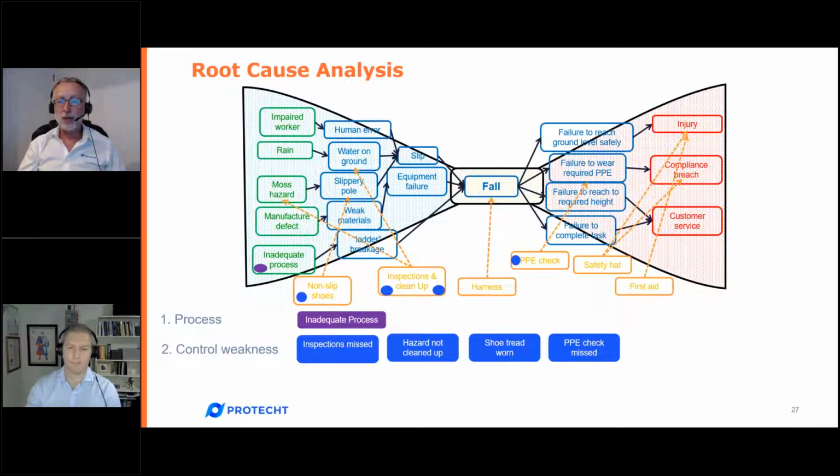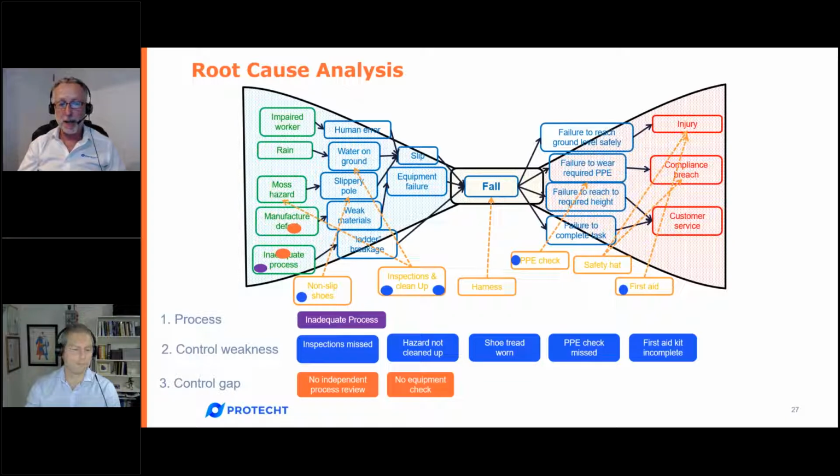And the final one is control gaps. And this is where you look, particularly the drivers on the left-hand side, and go, have we got any pathways that have no controls attached? Well, yes, we do. We've got 2 of them. The first one is no independent process review for the inadequate process. Well, implement a new control, a review control, to do that. And the second one is no independent equipment check for the defect in manufacturing or in product that we are using. Put equipment check in, and also no impairment check of the worker. Maybe we do drug testing, alcohol testing when we get our people on site.